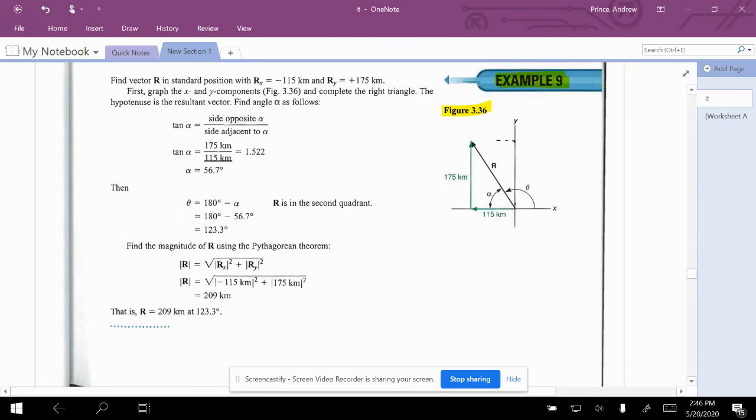So again, we'll look at how they did it. They calculated the two coordinates as the sides of a right triangle using tangent, their opposite over their adjacent, and what they got was 56.7 degrees. They subtracted that from 180 and got their direction, which was 123.3. And then when they did the Pythagorean theorem down here, 115 squared plus 175 squared, you take the square root of that, they got their 209. So the resulting vector is 209 kilometers at 123.3 degrees.